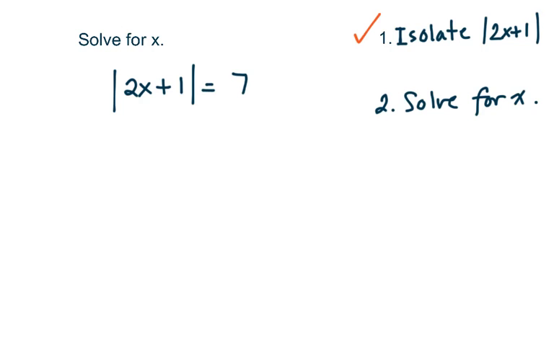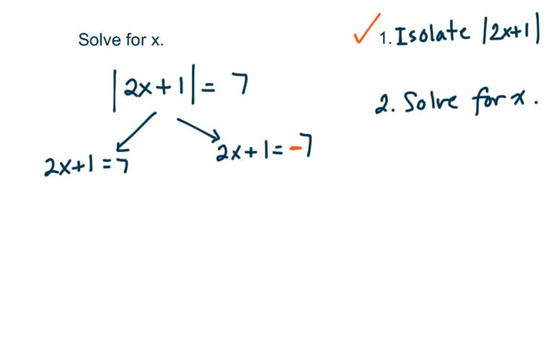In order to do that, what we have to realize is what's inside this absolute value could equal a positive 7, or it could equal a negative 7. So what I like to do is the little branch. I like to say, well, 2x plus 1, that's what's inside the absolute value, could equal 7, or 2x plus 1 could equal negative, and we'll indicate that with red, a negative 7.